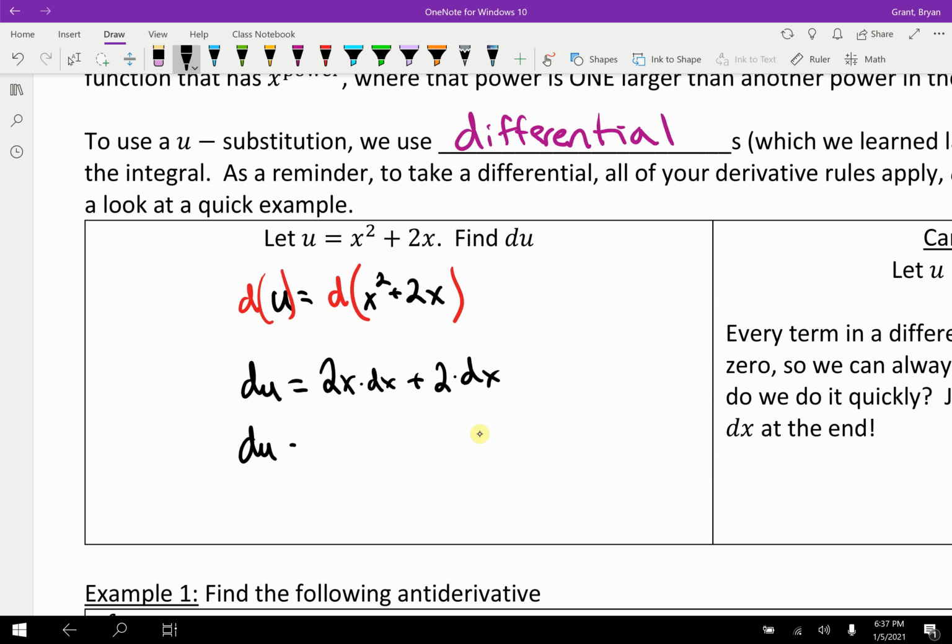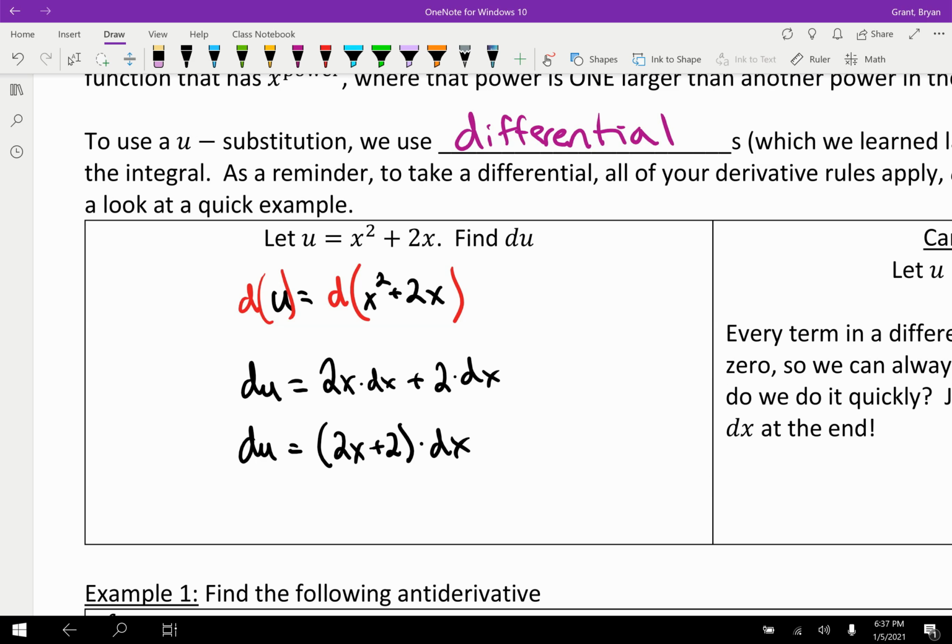Of course, I noticed something in common to both the terms at the end. 2x and 2 both have a dx in common, and I'm going to factor that out at the end. Of course, you could factor this out at the beginning, but you'll see that won't make a lot of sense, or it makes more sense to do it the way I did here.